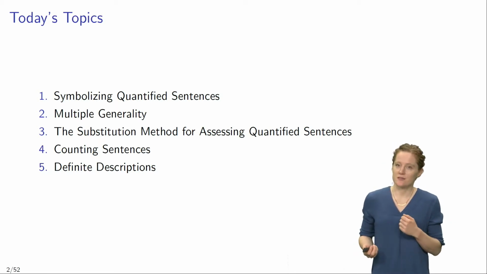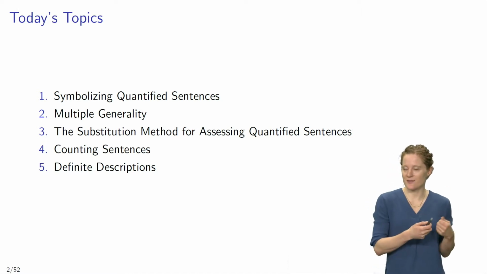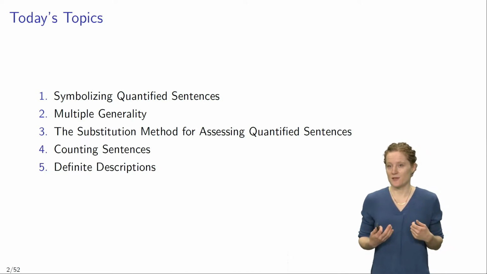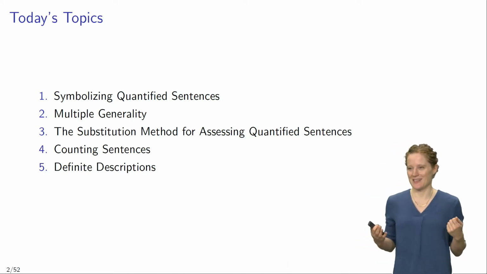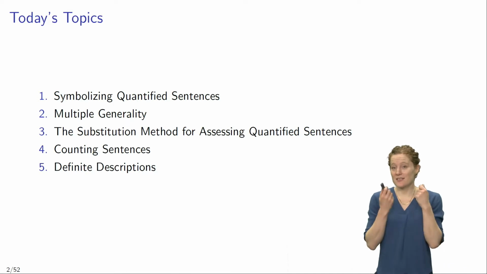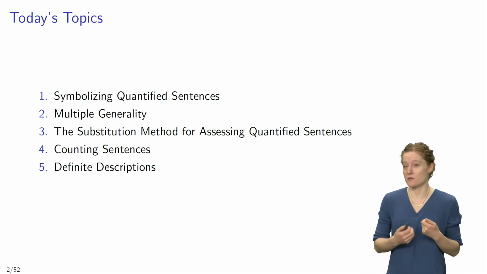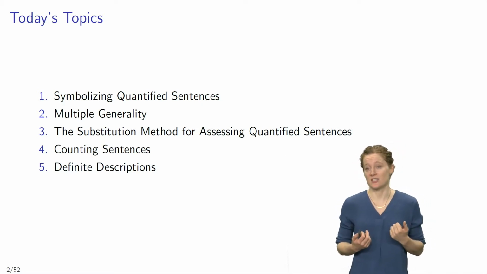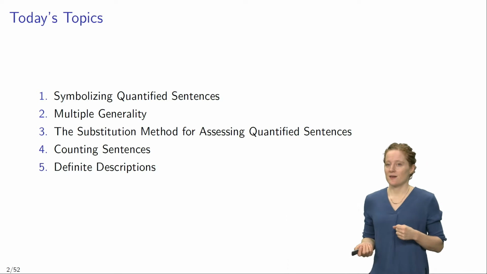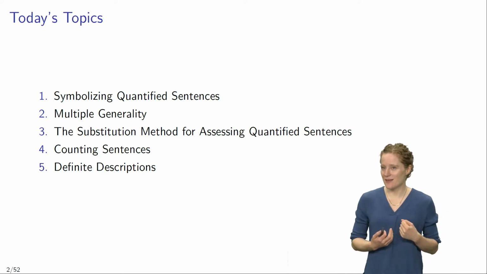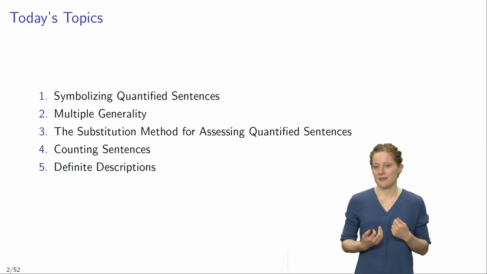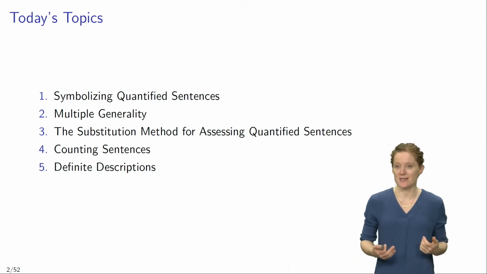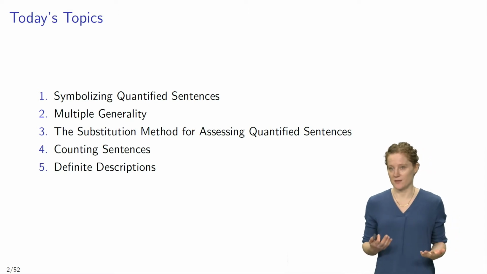We are first going to discuss how to symbolize quantified sentences in English. And we are going to proceed in two steps. We are first going to discuss how to symbolize quantified sentences in general in English, and then specifically talk about sentences that use multiple quantifiers, since that case creates special challenges. And then we are going to discuss the substitution method for assessing quantified sentences with a special eye on multiple generality and with a special eye on how to assess the truth of sentences that use more than one quantifier.